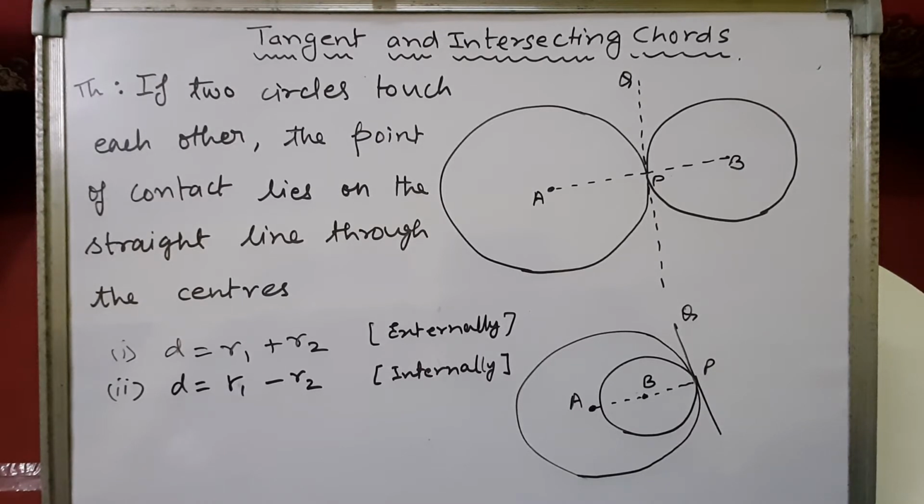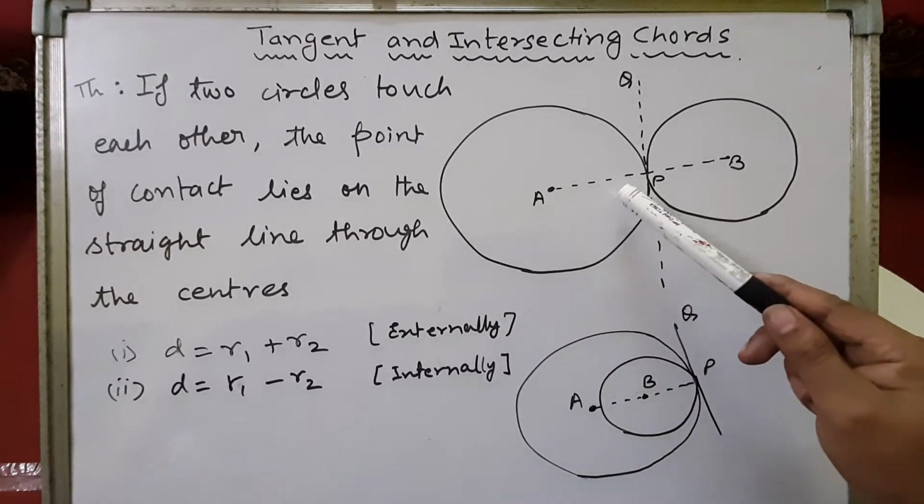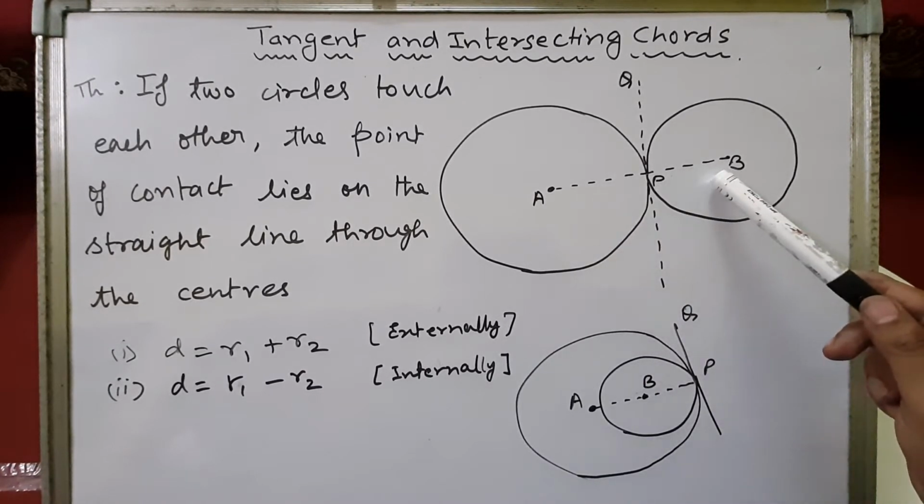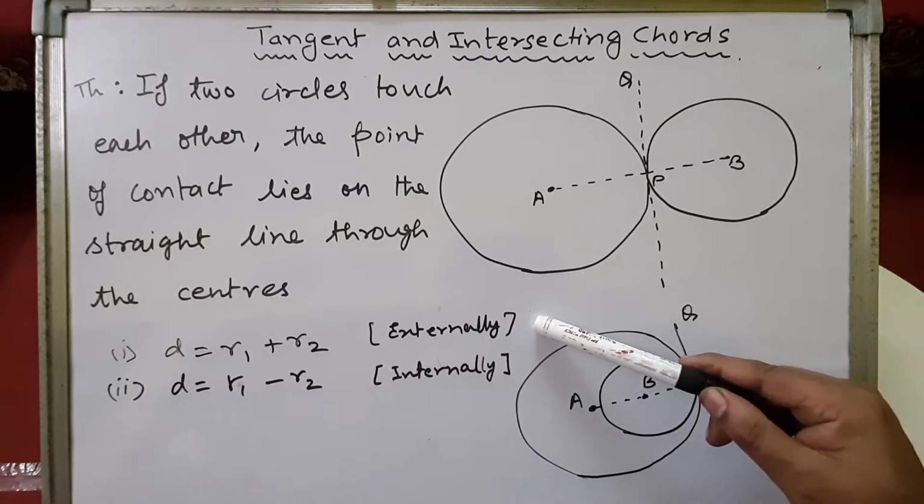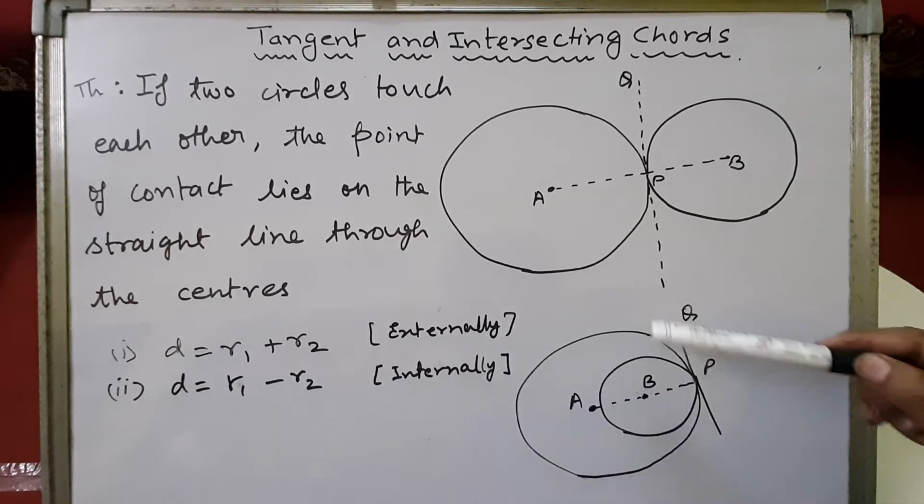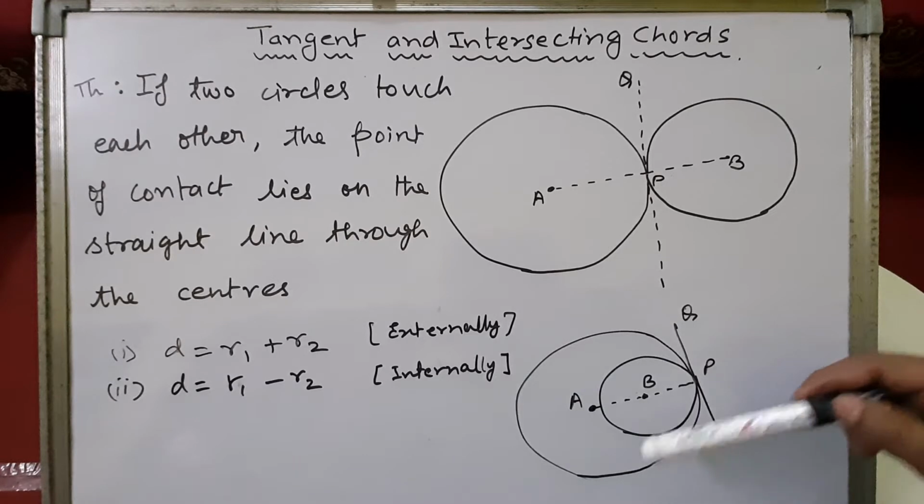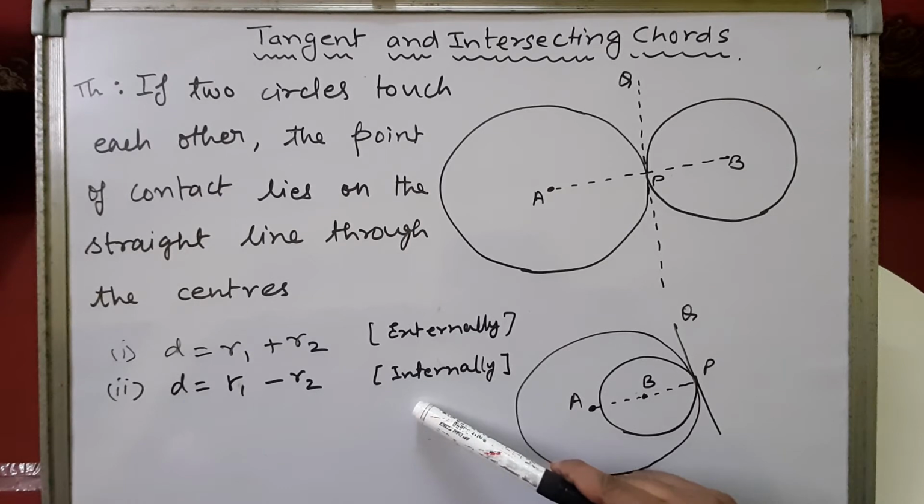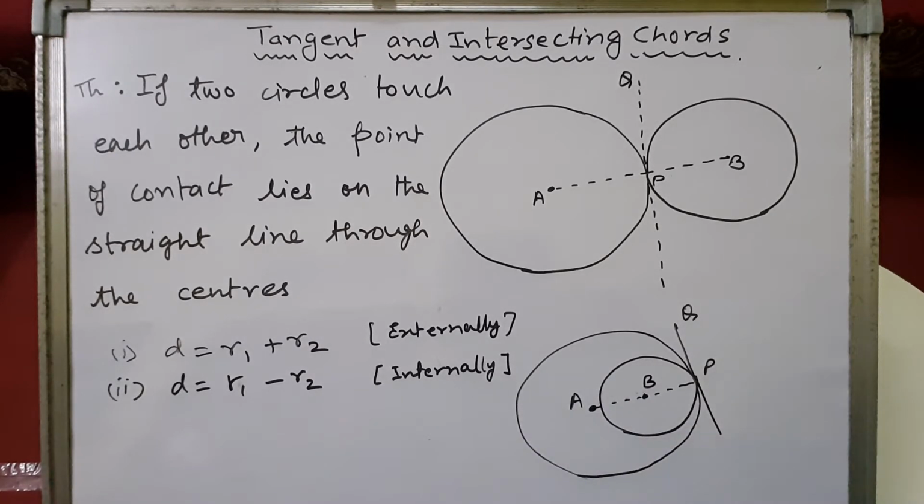Alright. Now, here it is given that d equals r1 plus r2. If r1 and r2 are the radii of the two circles which are touching each other externally, then the distance between the centers we can calculate by adding the radii. And if the circles are touching internally like this, and r1 is the radius of the bigger circle and r2 is the radius of the smaller circle, then the distance between the centers we can calculate by subtracting the radii, r1 minus r2, or external radius minus internal radius. Alright, children, note down please.